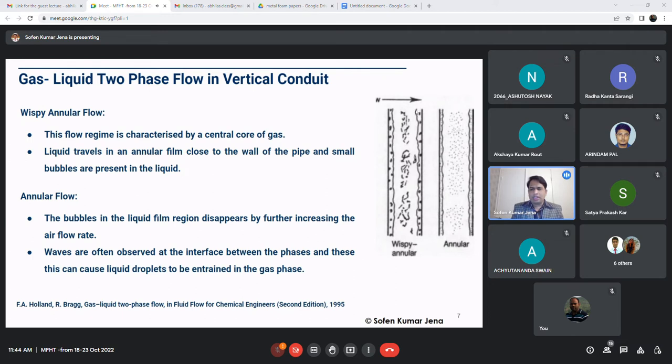If you further increase the flow velocity, these air bubbles trapped inside the liquid film near the vicinity of the wall will finally disappear and the flow is completely annular flow, where the gas is going at the center line, taking some water droplets with it. Apart from that, the water in a continuum approach flows as a thin film adjacent to the solid walls, right? This is called annular flow.